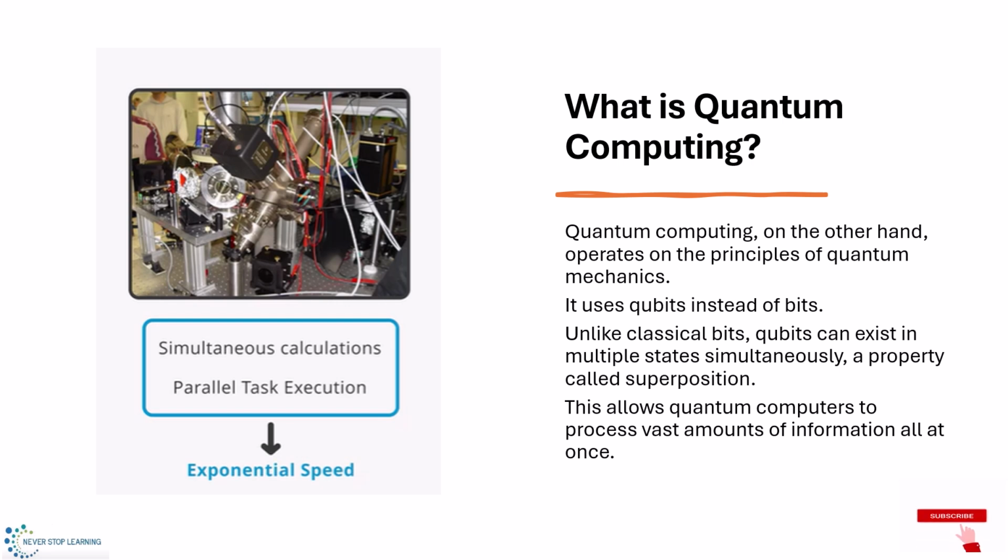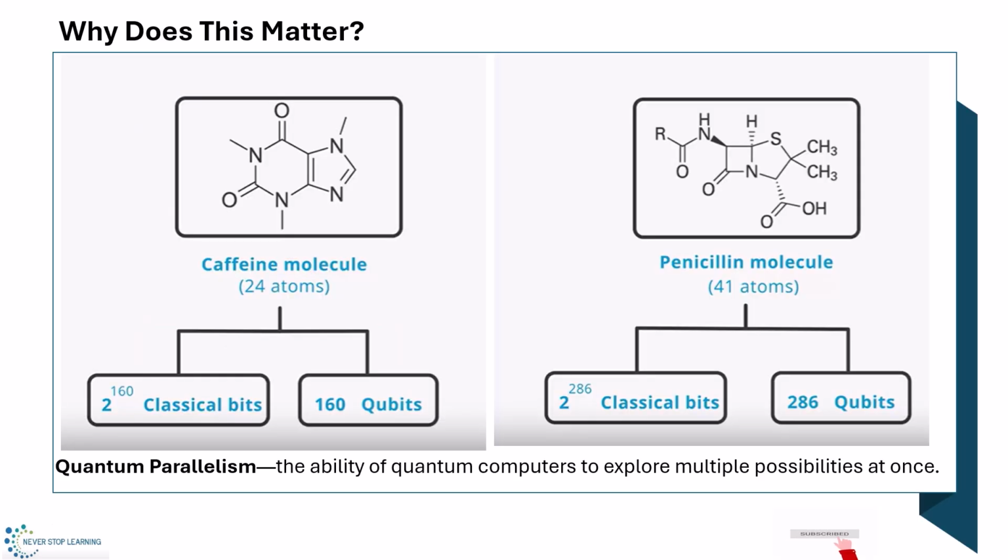We will dive deeper into this particular idea later. But for now, understand that the property allows a quantum computer to process a vast amount of information at once. And this particular property is known as superposition. Now, why does this matter? The ability to perform many calculations simultaneously gives quantum computers a huge advantage in solving certain types of problems, which are much faster than on classical computers.